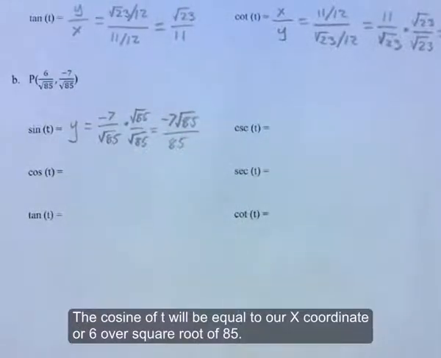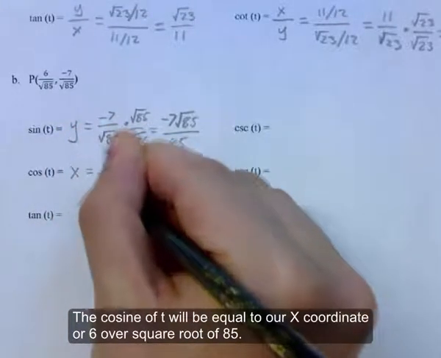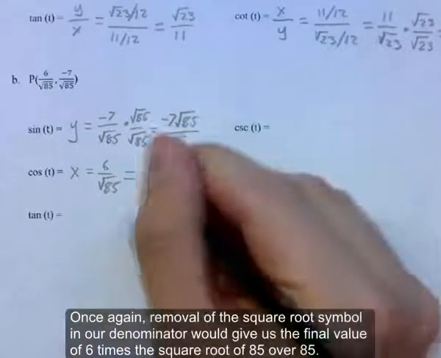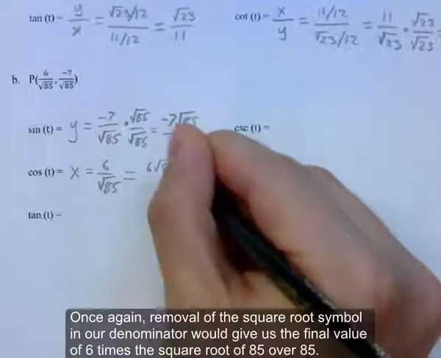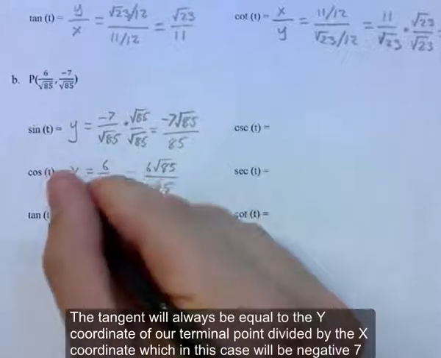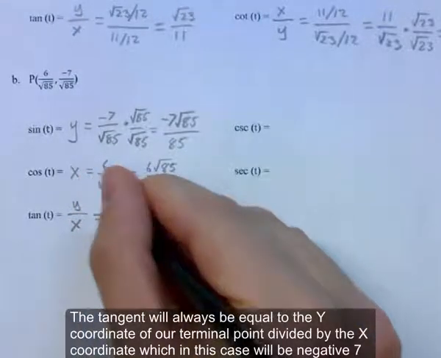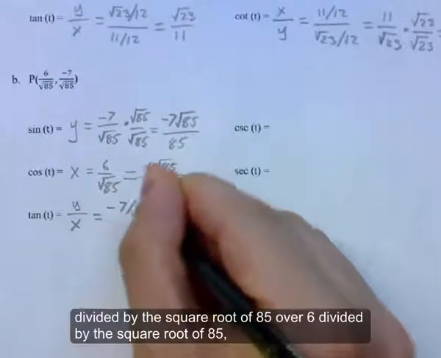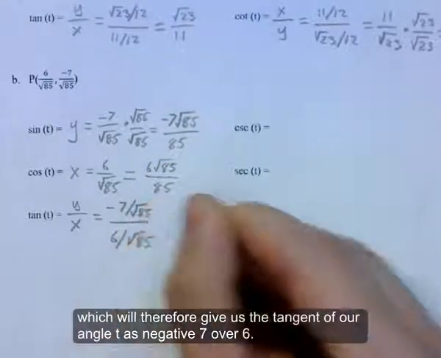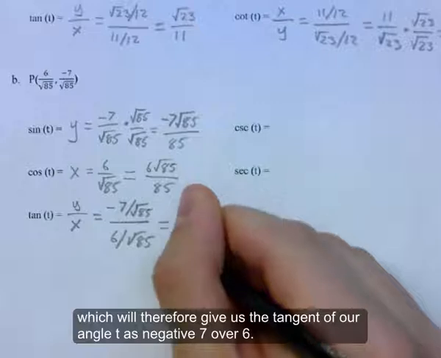The cosine of t will be equal to our x-coordinate, or 6 over square root of 85. Once again, removal of the square root symbol in our denominator will give us the final value of 6 times the square root of 85 over 85. The tangent will always be equal to the y-coordinate of our terminal point divided by the x-coordinate, which in this case will be negative 7 divided by the square root of 85 over 6 divided by the square root of 85, which will therefore give us the tangent of our angle t as negative 7 over 6.